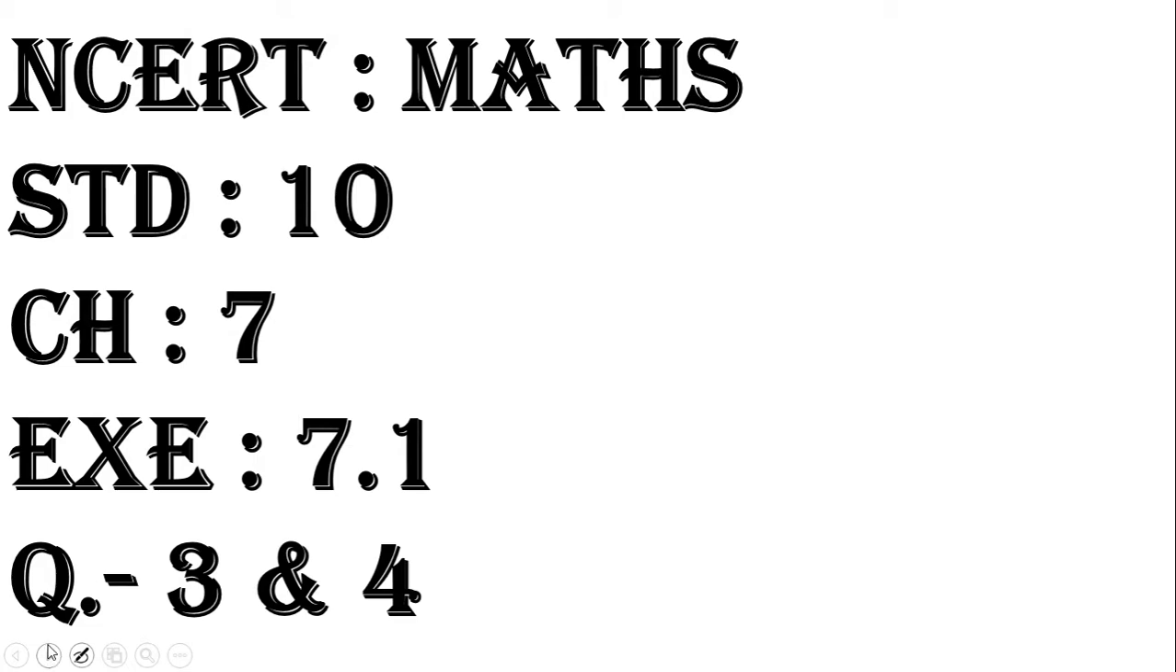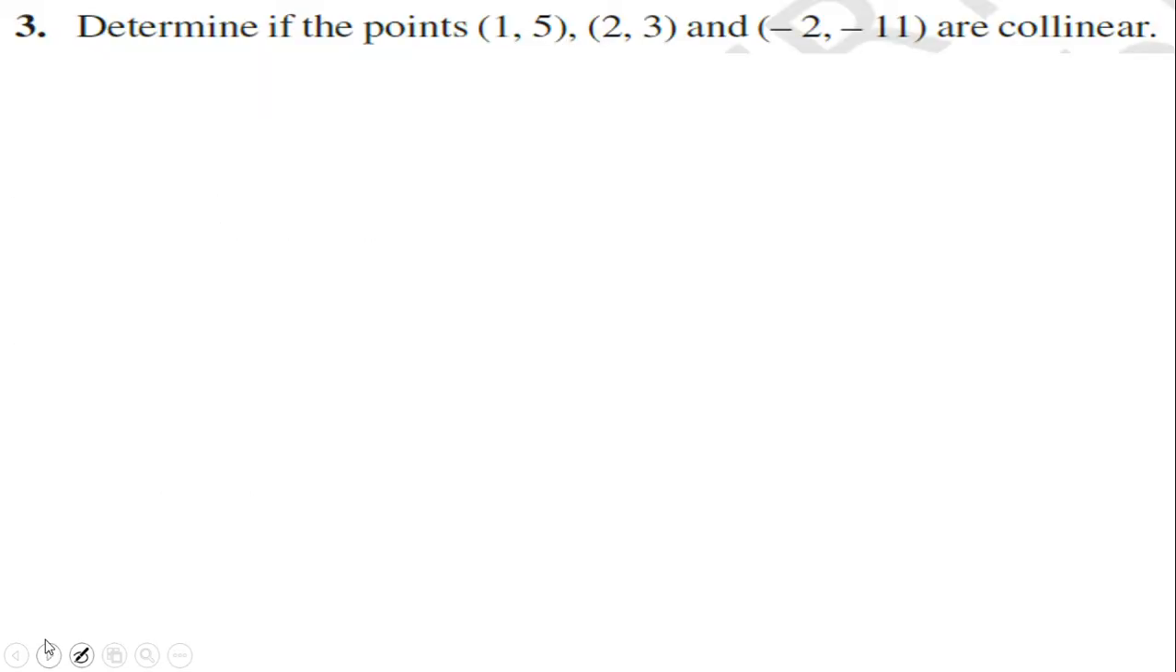In our last lecture, we saw the first and second questions of exercise 7.1, and today we have to see the third and fourth questions. Today we will clear the concept of collinear points. What is a collinear point? That is the third question. Determine if the points A, B and C are collinear or not, that we have to check. So the concept of collinear is, let me show you.